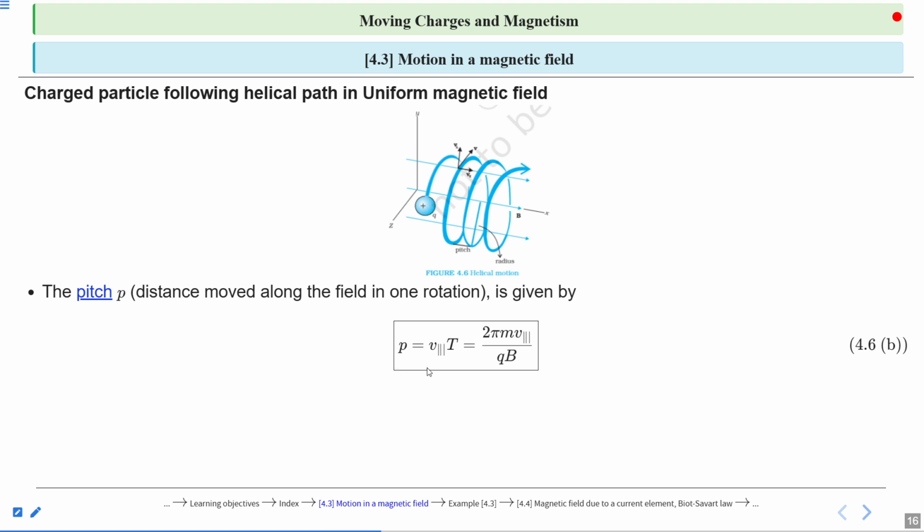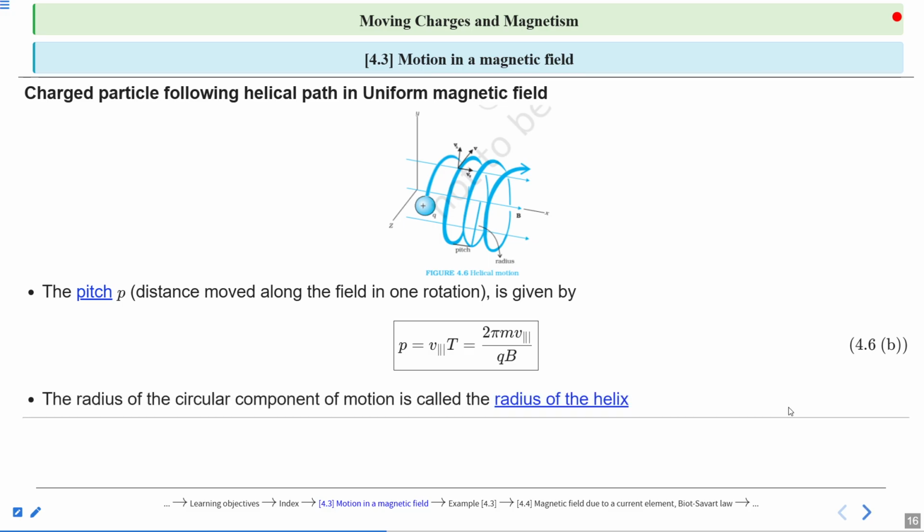So 2 pi m, what is t? 2 pi m by qB. So p will be equal to v parallel t equal to 2 pi m v parallel upon qB. Put the value of t, and t is equal to 1 by nu. Okay, so we know the value of nu, we can find the value of t, and we can put here, find the pitch. So this is 4.6b. The radius of the circular component of motion is called radius of helix. Okay, so the radius of the circular component in this helical motion is called the radius of the helix.